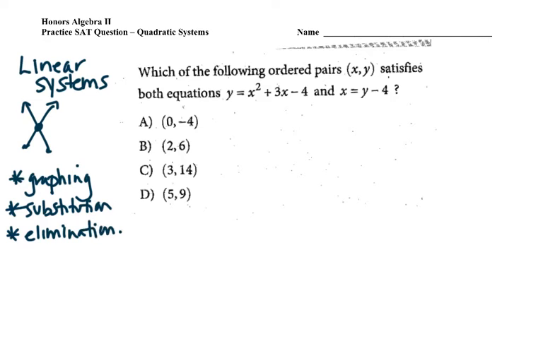The only difference with quadratic systems is you might have a parabola and a line instead of two lines, and maybe we'd have two solutions instead of just one. Or it could be a parabola and a parabola, but some kind of quadratic equation within the system. And we're still going to solve it the same way, either by graphing, substitution, or elimination.